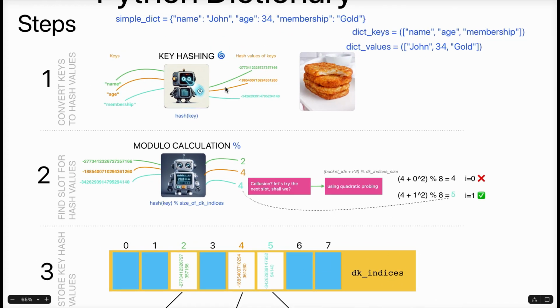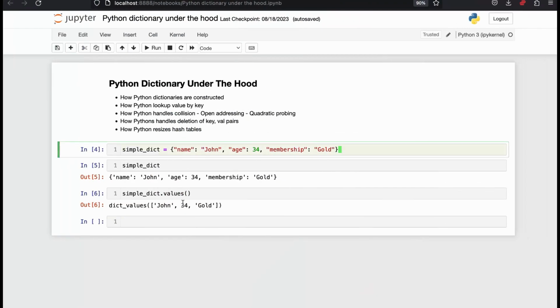So the first thing Python does when you have a dictionary like this is it takes all the keys, that is the name, age, and membership in our case, and then processes them through a hashing algorithm. Name, age, and membership will be converted into hash values. I can show you real quick how that happens.